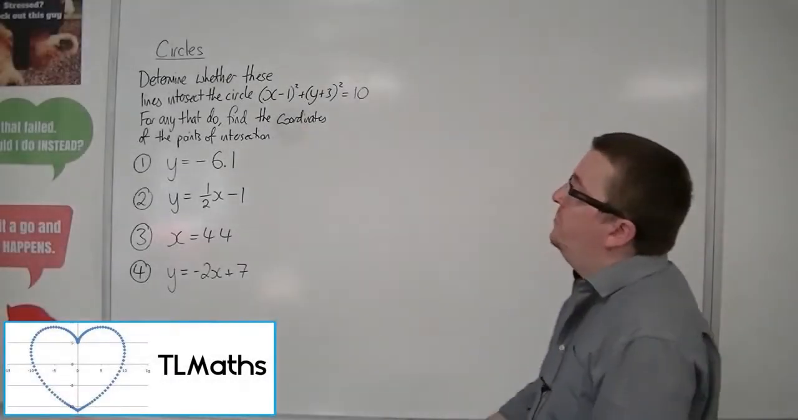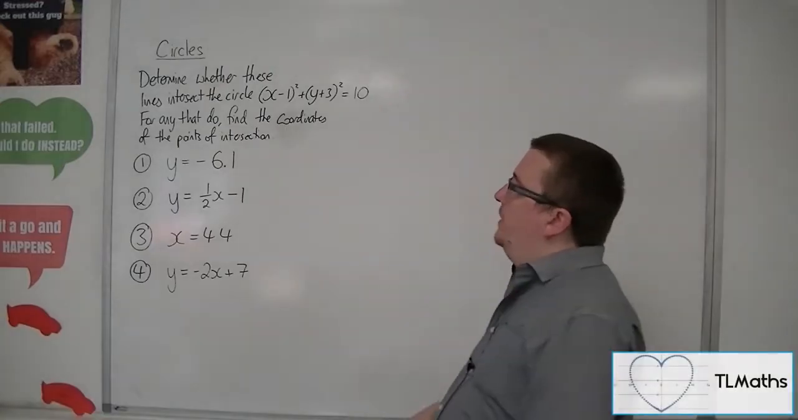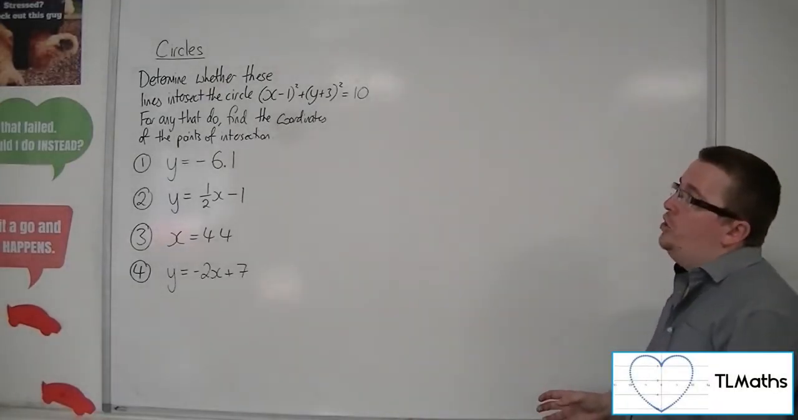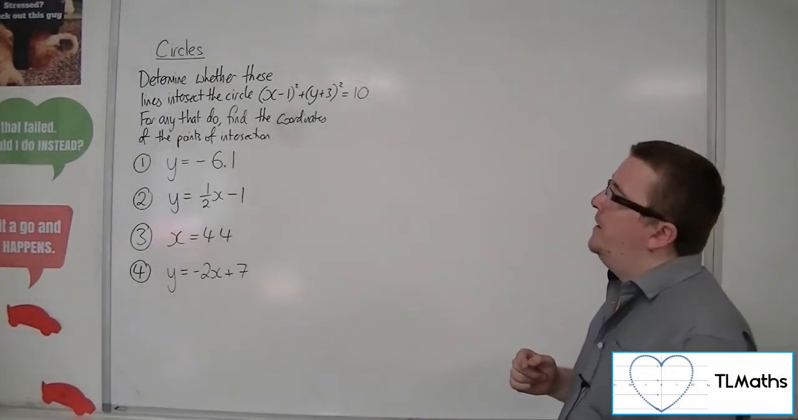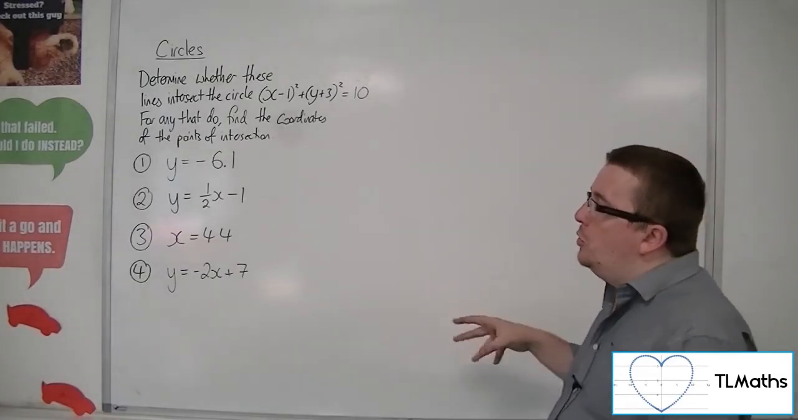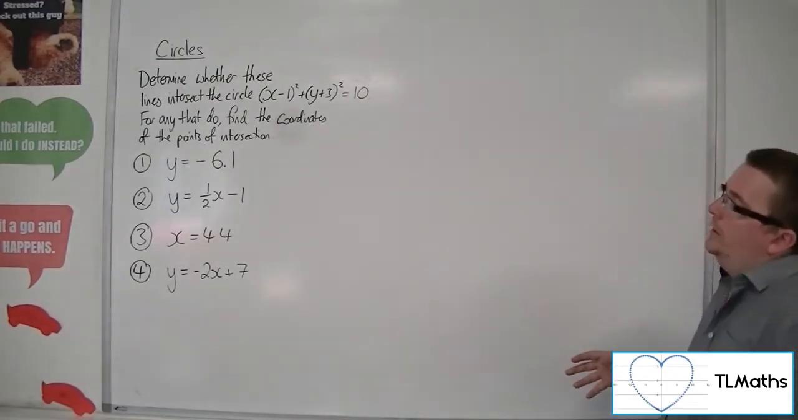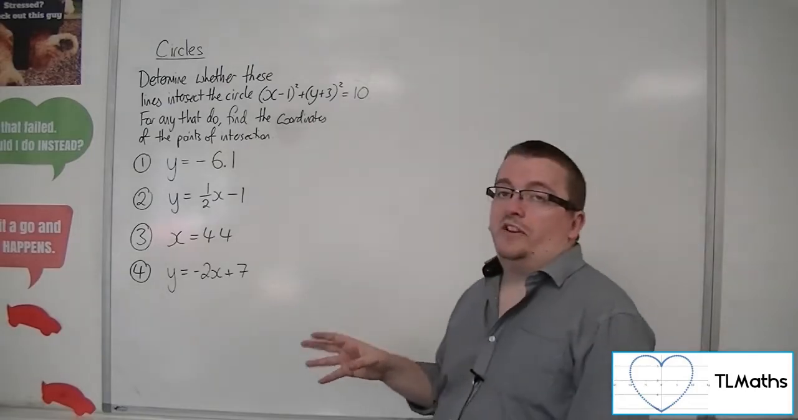Now in this video, we've got to determine whether these four lines intersect the circle with equation (x - 1)² + (y + 3)² = 10. And for any of these that do, we want to find the coordinates of the points of intersection. So we're going to start off with y = -6.1.